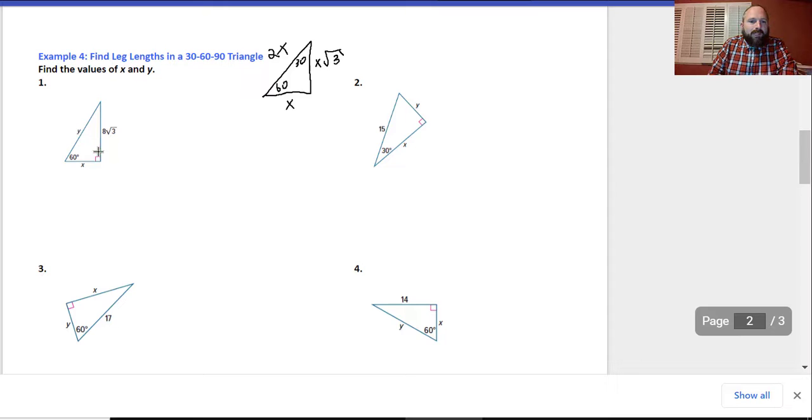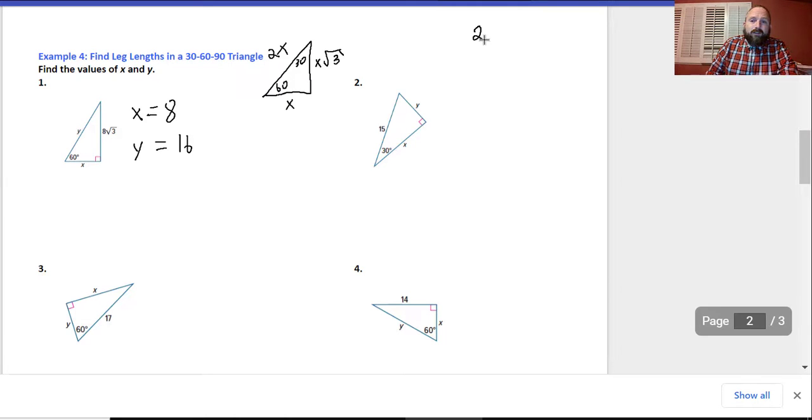So in the first problem right here, I'm going to figure out what 60 is x. So then x has to equal 8. And then y is twice of that. So that's 16. Now there's really not a lot of work we have to do for that, but here we go.